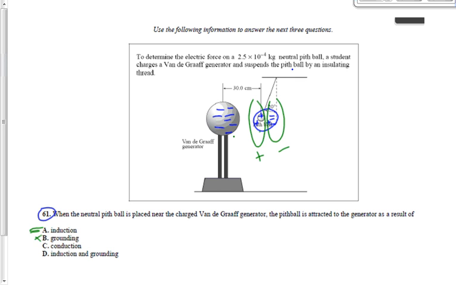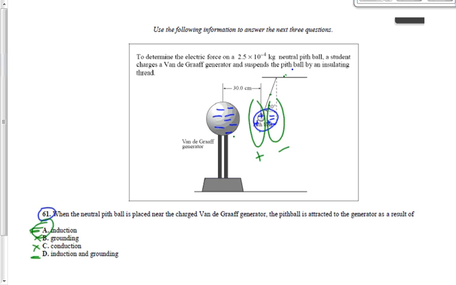Conduction, definitely not. The other answer that people put was D, induction and grounding. I don't see any grounding there, right, guys? Yep, absolutely. It's on an insulated thread, so it's certainly not grounded here, and it's not connected to anything else, so it's not grounded. I don't see any grounding there. It's just going to be A, induction.